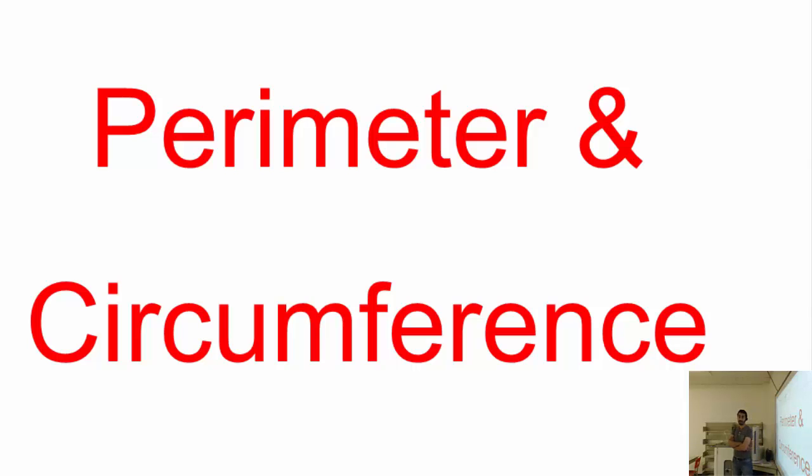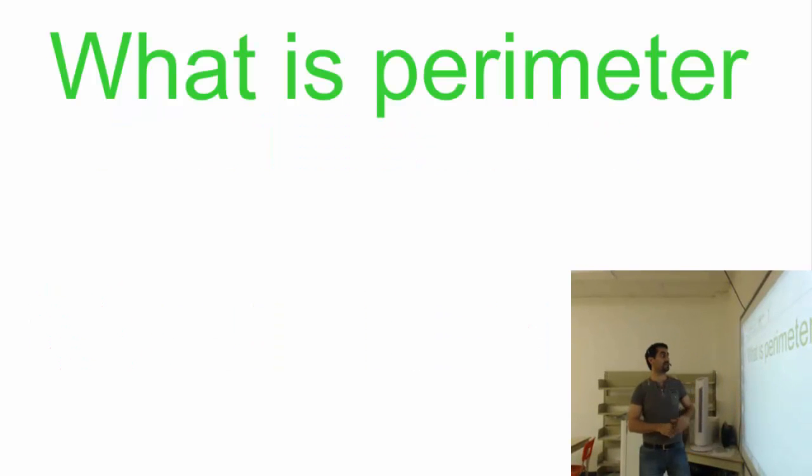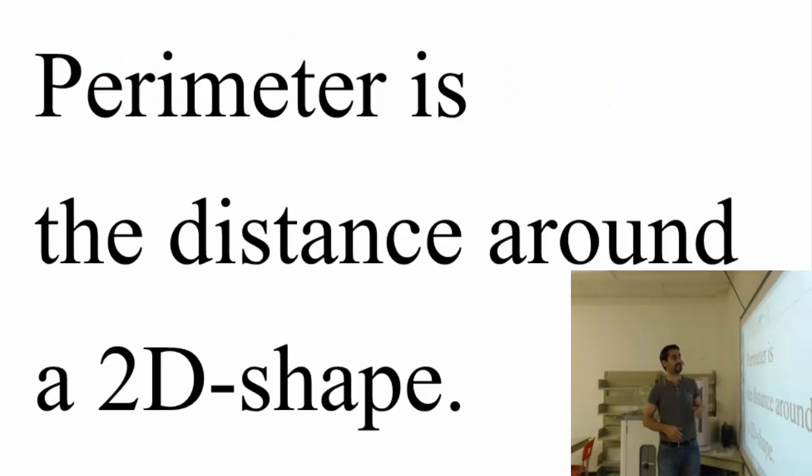Perimeter and circumference. Let's talk about it. What is perimeter? Perimeter is the distance around a 2D shape.